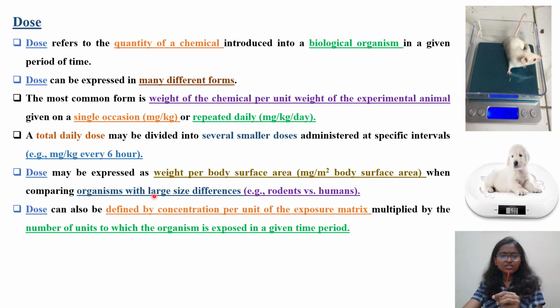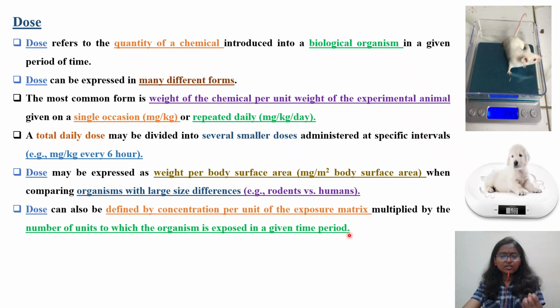When comparing organisms with large size differences, for example rodents versus humans, dose can also be defined by concentration per unit of the exposure matrix multiplied by the number of units to which the organism is exposed in a given time period. Very important. So apart from mg per kg, in certain studies the doses will be in concentration per unit of the exposure matrix. Very important, particularly for those dealing with risk assessment.